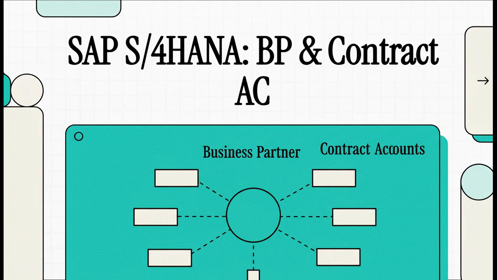All right, today we're going to dive into something that is the absolute foundation of customer and supplier data in SAP S4HANA. We're talking about the relationship between the business partner and the contract account. Now, if you get this wrong, your data is just a mess. But if you get it right, it becomes the engine for how modern billing actually works.